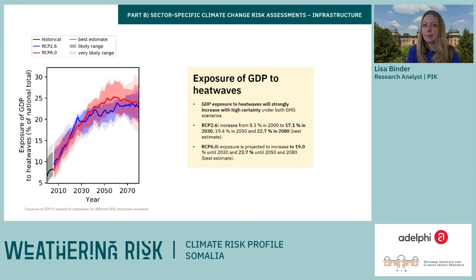As you can see, this is also projected to strongly increase under both scenarios. Median model projections for RCP 2.6 show an increase from around 8% in the year 2000 to around 17% in 2030, rising to almost 23% in 2080. Projections under RCP6 are similarly high. So according to these projections, we can say that with high certainty heat waves will very negatively affect GDP growth in the future under both scenarios.